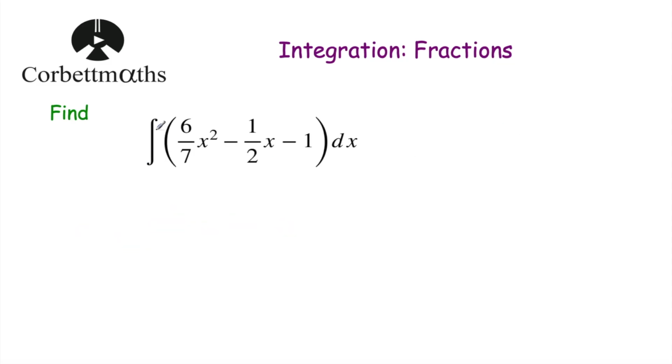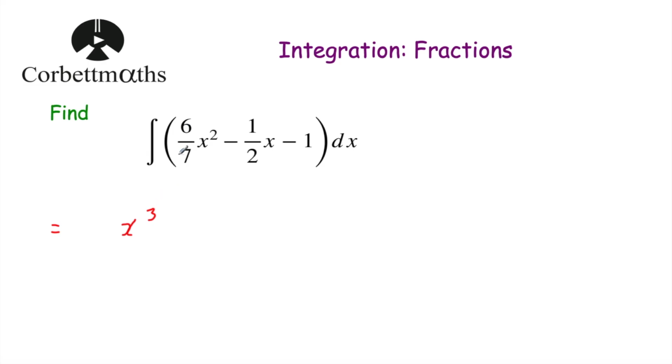Okay, so this time we've been asked to integrate 6/7 x squared minus 1/2 x minus 1 with respect to x. So we're going to integrate each of these separately. So let's start off with the first term. So we're going to increase the power of x by 1, so that'll be x cubed. And then we're going to divide by the new power. So we're going to take the 6/7 and we're going to divide that by 3.